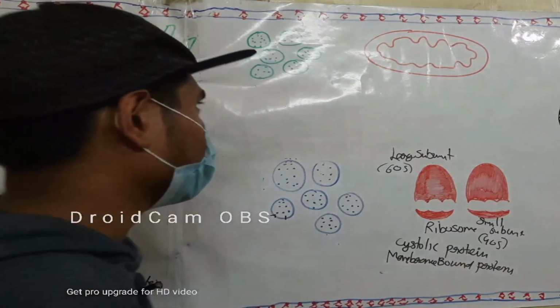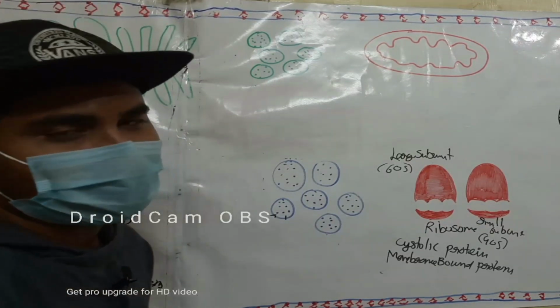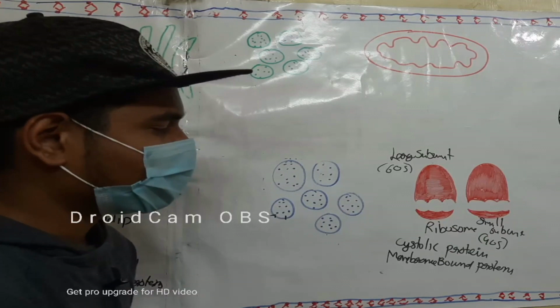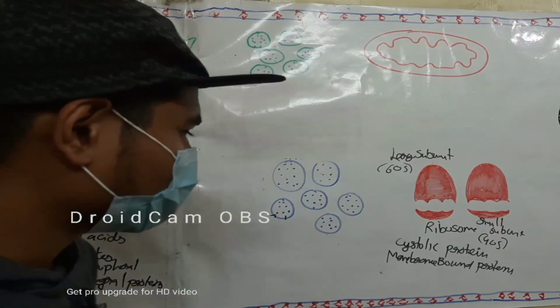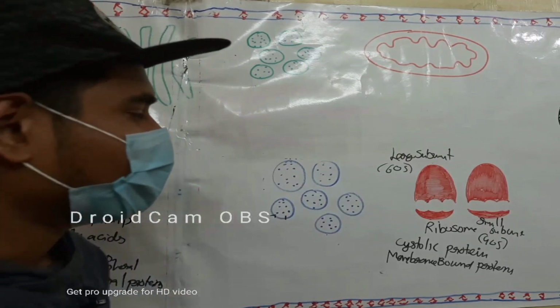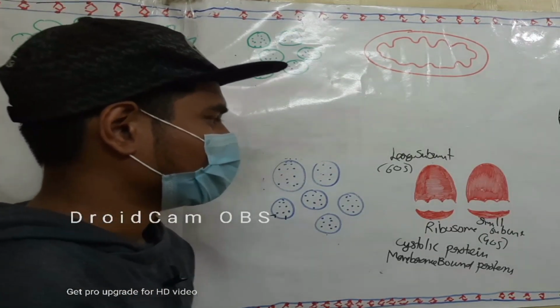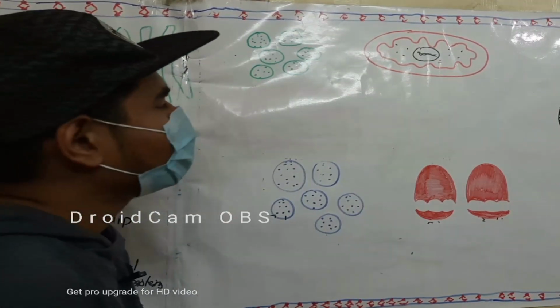These membrane bound proteins are those which form the proteins in the lysosomes, those in the cell membrane, and those proteins that are exported out of the cell, whereas the cytosolic proteins are those present in the cytoplasm. They don't leave the cell. They are involved in the synthesis of many enzymes in the cytoplasm.